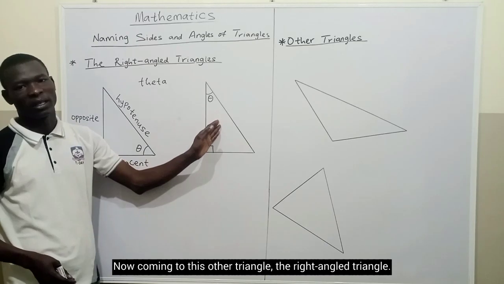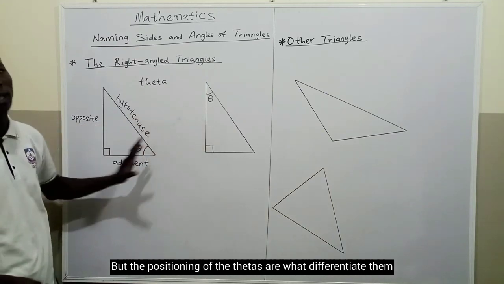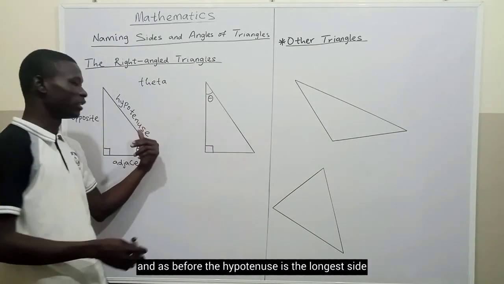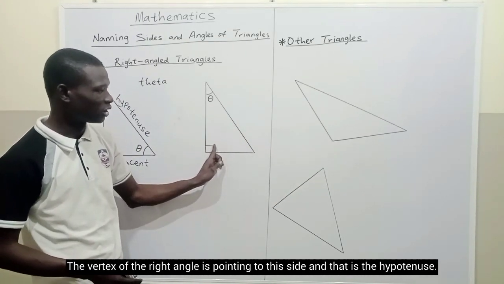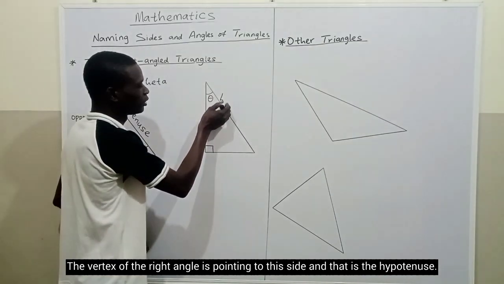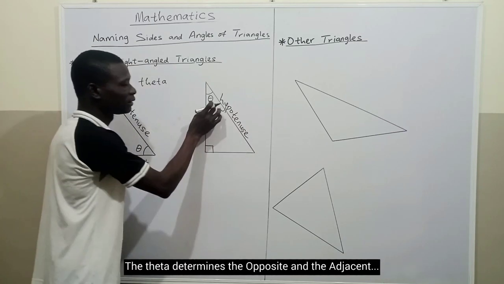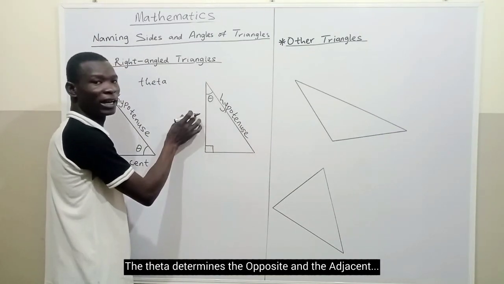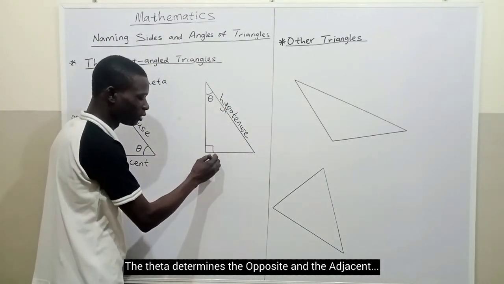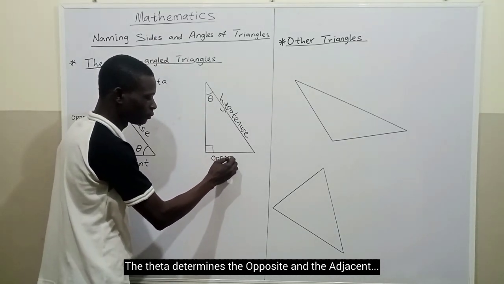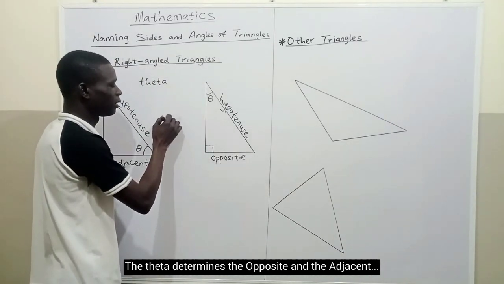Now, coming to this other right angle triangle, of course you see that the diagrams look exactly the same, right? But the positioning of the thetas is different. And as before, the hypotenuse is the longest side, or where the vertex of the right angle is pointing to. So this actually is the hypotenuse. And since the theta is here this time around, this is no longer the opposite, rather the side that is facing the theta. So this becomes our opposite. And then of course, the only side that we are left with is the now? Adjacent.